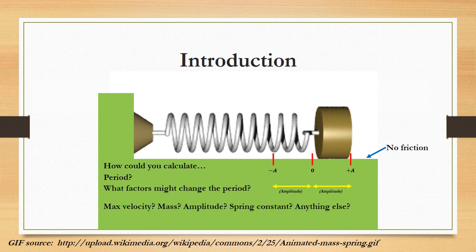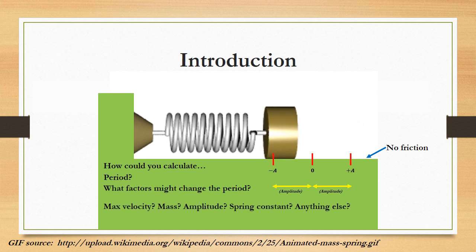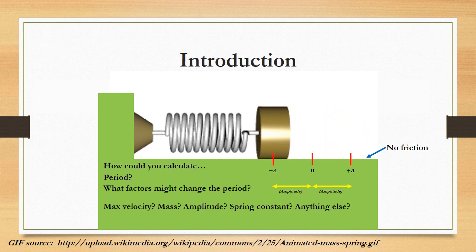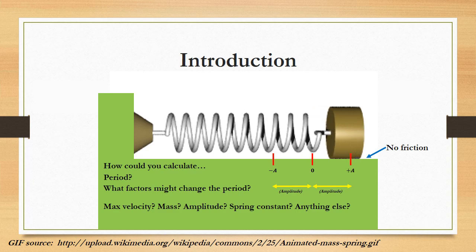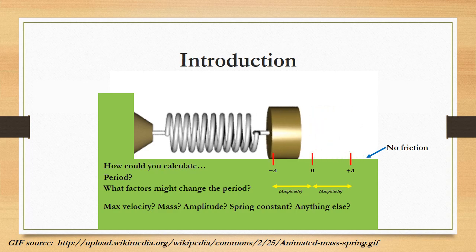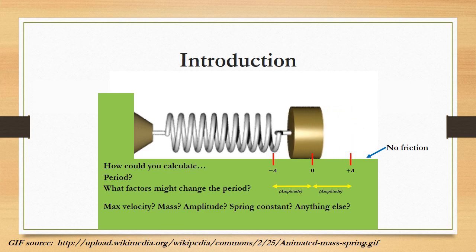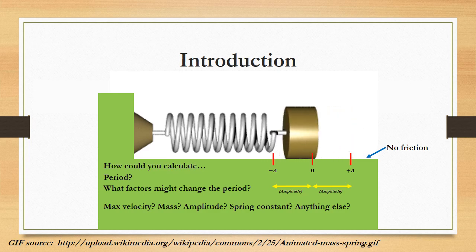Let's think about how would you calculate the period here. Well, for starters, what factors do you suppose might change the period of a mass on a spring? One thing might be the amount of mass that we have going back and forth, maybe the constant in the spring, maybe the velocity of the system, maybe the amplitude or the starting position of the system, maybe something else that we haven't mentioned here.